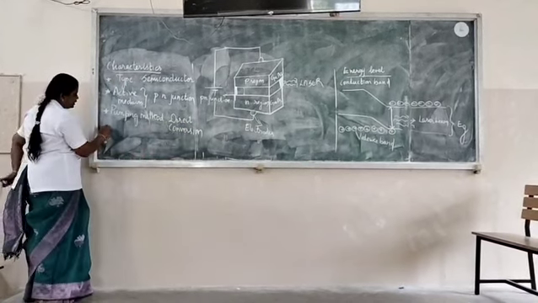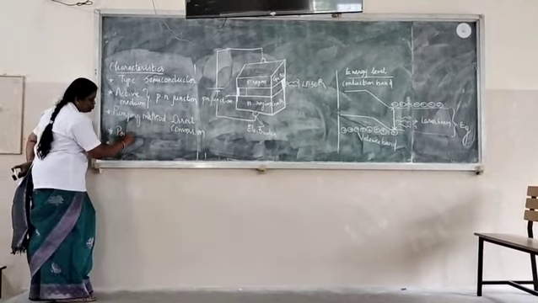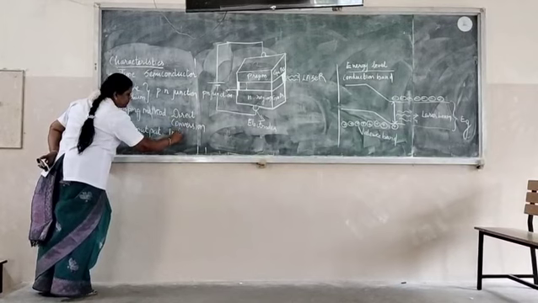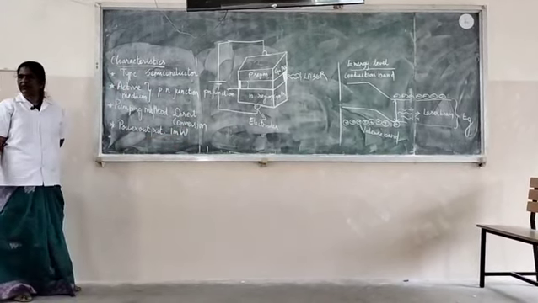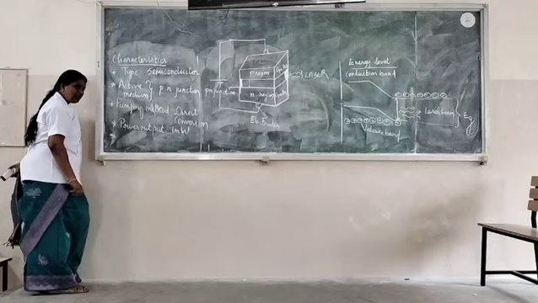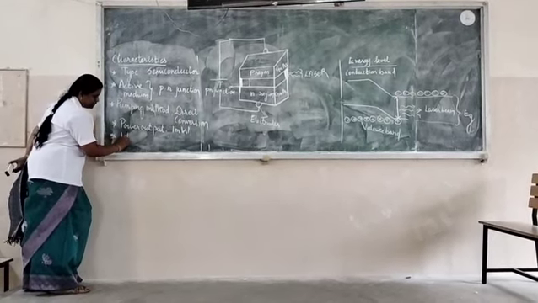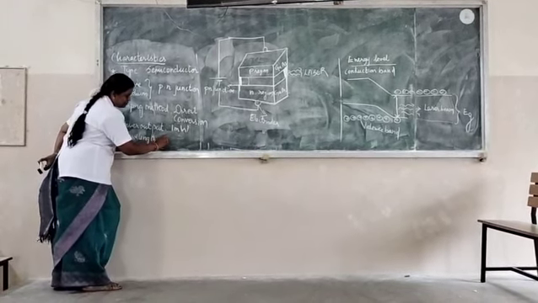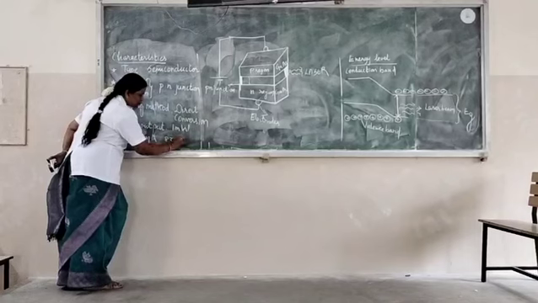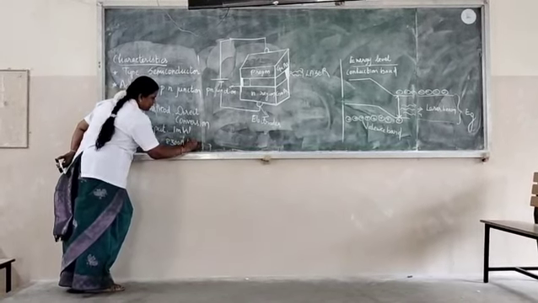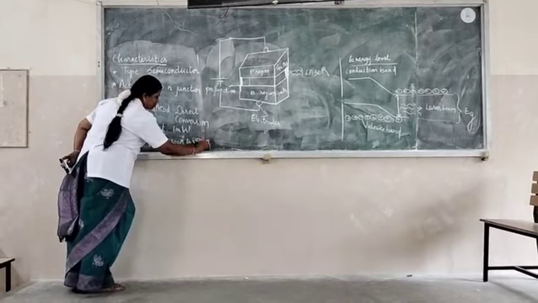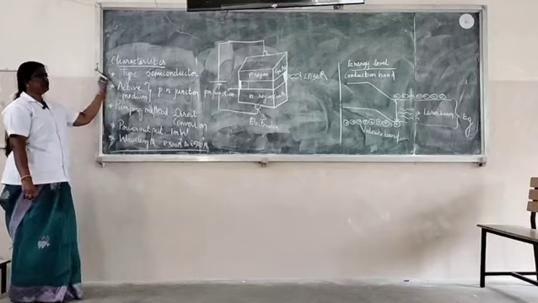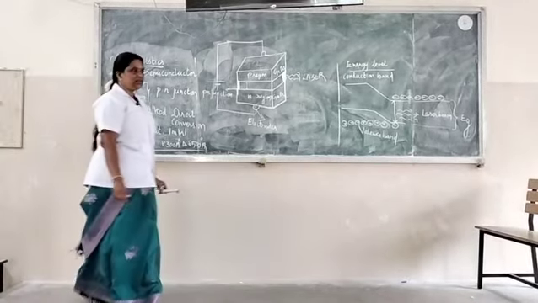And next is the power output. What is the output you are getting here? Power output is nothing but 1 milliwatt. And the wavelength emitted: the wavelength of the laser light emitted here ranges from 8300 angstrom to 8500 angstrom. So these are the points you have to remember under the homojunction semiconductor laser.